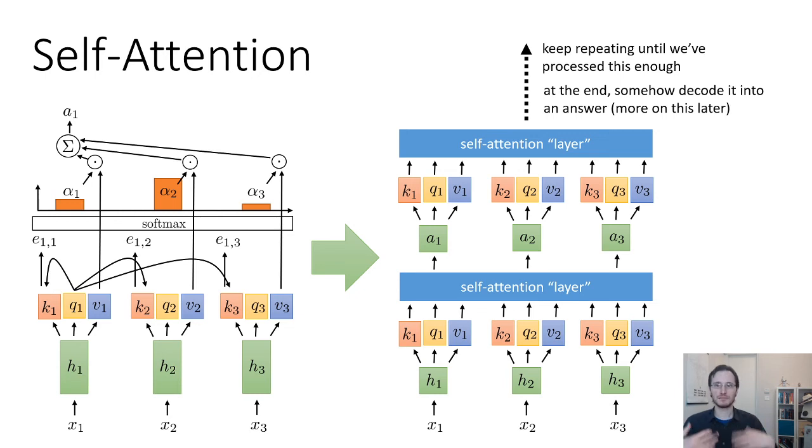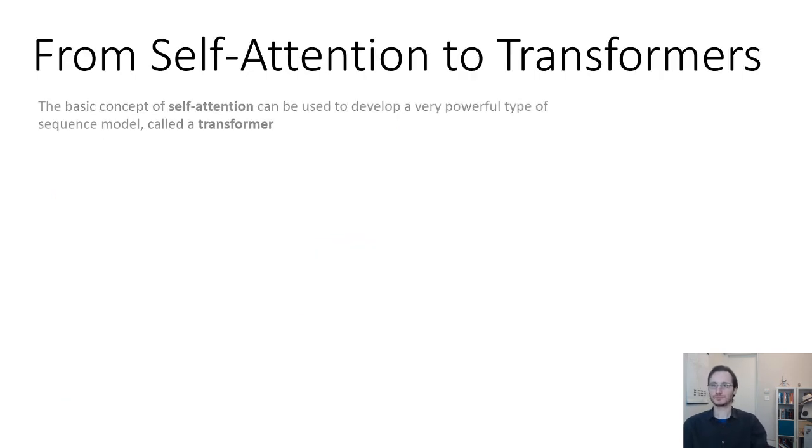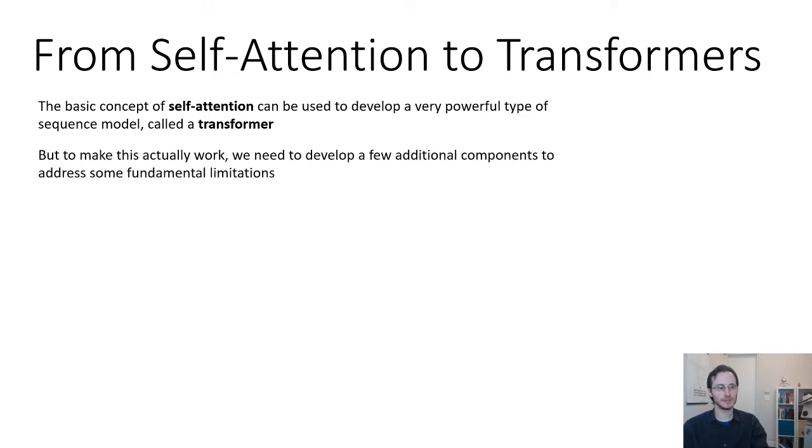Okay, so that's the basic idea for self-attention. And this basic idea, we're going to use it to build a new class of sequence-to-sequence models. Now, the actual process of turning this into a viable model requires a number of additional steps. So, the basic concept of self-attention can be used to develop a very powerful type of sequence model called a transformer. But to make this actually work, we need to develop a few additional components and address some fundamental limitations of self-attention. And this will actually take us most of today's lecture. So here are the things we need to take care of.